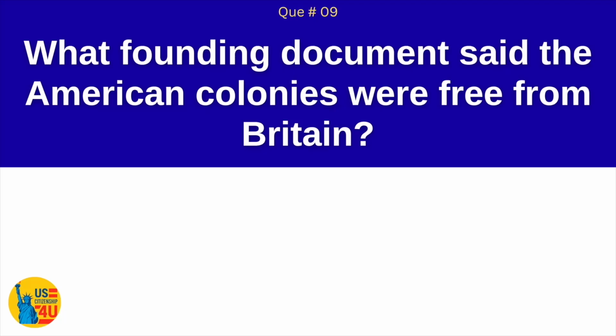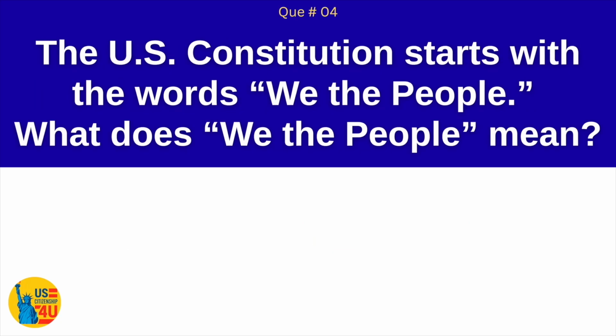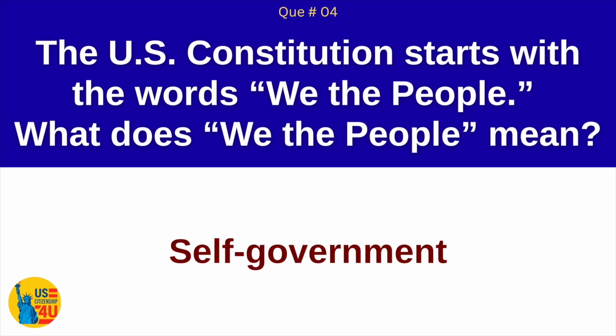What founding document said the American colonies were free from Britain? Declaration of Independence. The U.S. Constitution starts with the words, "We the people." What does "we the people" mean? Self-government.